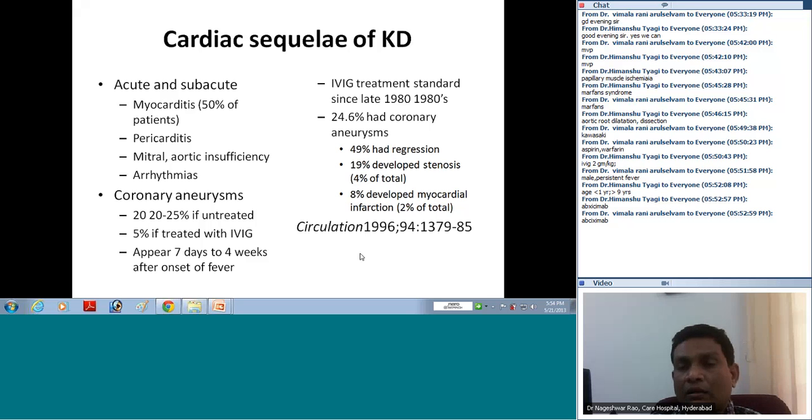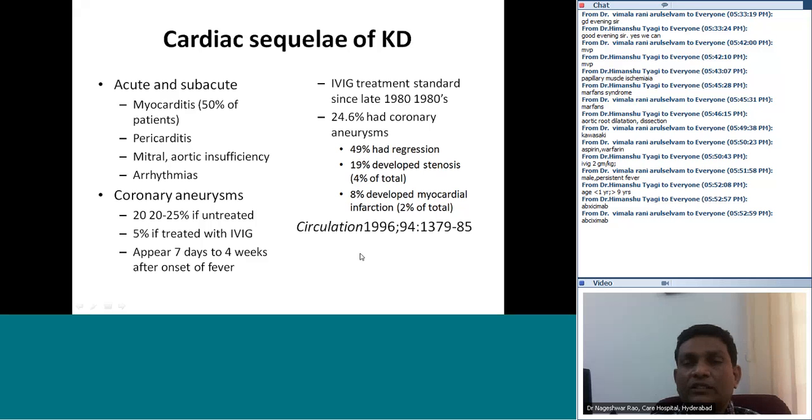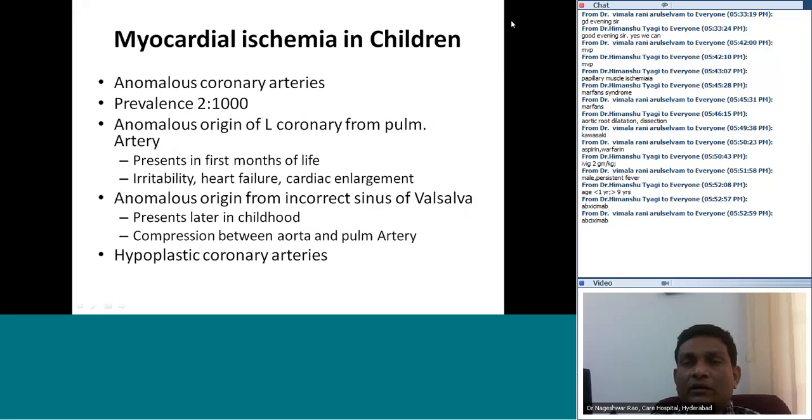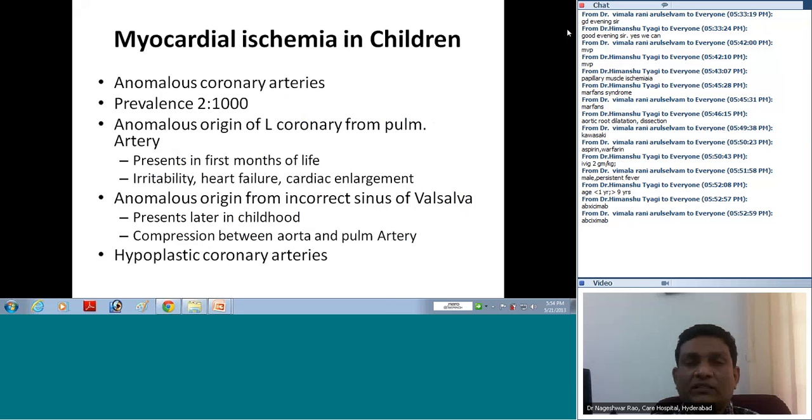So let us go to the causes for the myocardial ischemia in children. Other things are congenital anomalous coronary arteries, anomalous origin of left coronary artery from pulmonary artery, and anomalous origin from the incorrect sinus of Valsalva. That means the coronary arises from the wrong sinus, or the course of the coronary artery is between the pulmonary artery and aorta. That I will discuss a little bit later on. Let's go to some other case.